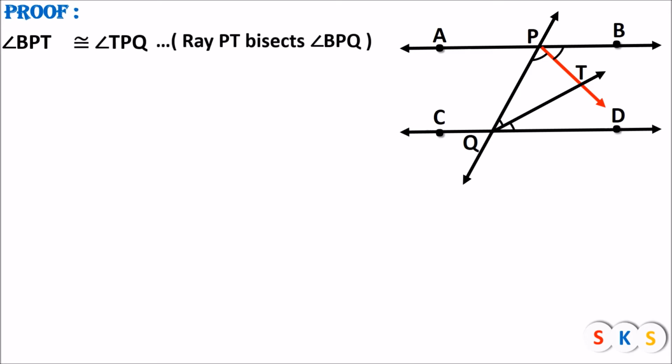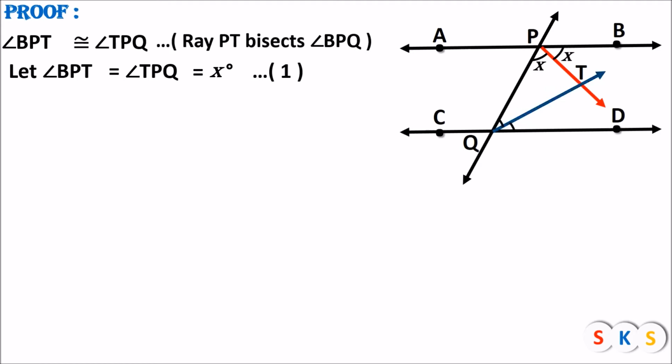Okay. Now we will consider angle BPT as x degree. Therefore angle TPQ will also be x degree as they are equal. So let angle BPT equals angle TPQ equals x degree. Consider this one as equation number 1. Look at this figure. Which two angles have I taken as x? Angle BPT, angle TPQ.